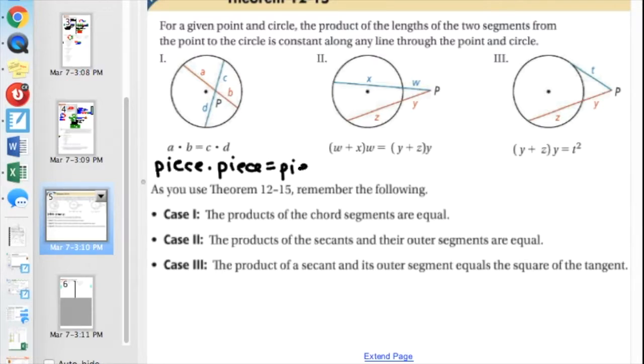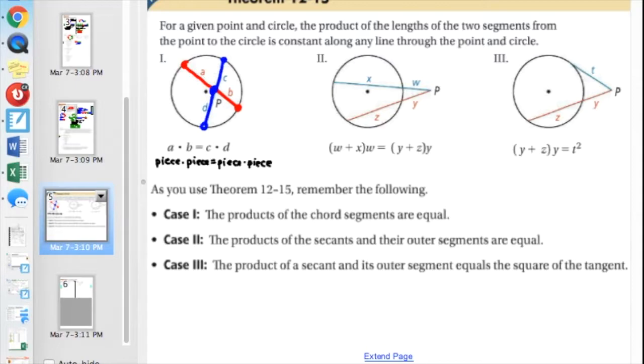equals piece times piece. And I have to make that a little bit smaller because I kind of just enlarge my entire font here. But here's where I get that from. To find these values here, I'm going to take piece A and multiply it by piece B. And that's going to be equal to piece C times piece D. So piece times piece equals piece times piece.